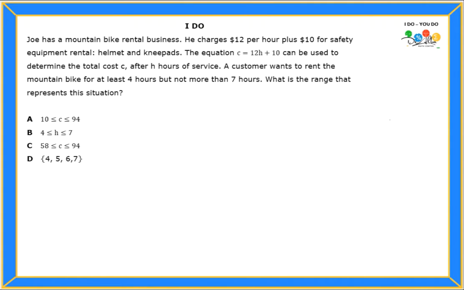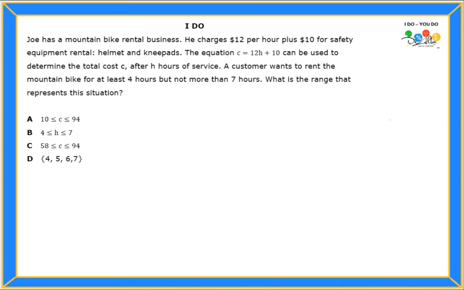And it says, Joe has a mountain bike rental business. He charges $12 per hour plus $10 for safety equipment rental, helmet, and knee pads. The equation C equals 12H plus 10 can be used to determine the total cost C after H hours of service. A customer wants to rent the mountain bike for at least 4 hours, but no more than 7 hours. What is the range that represents this situation?